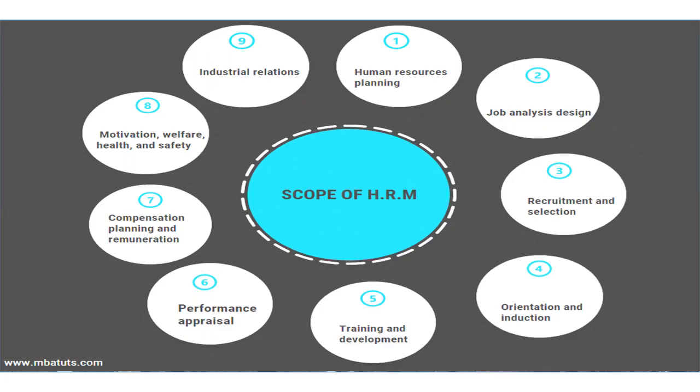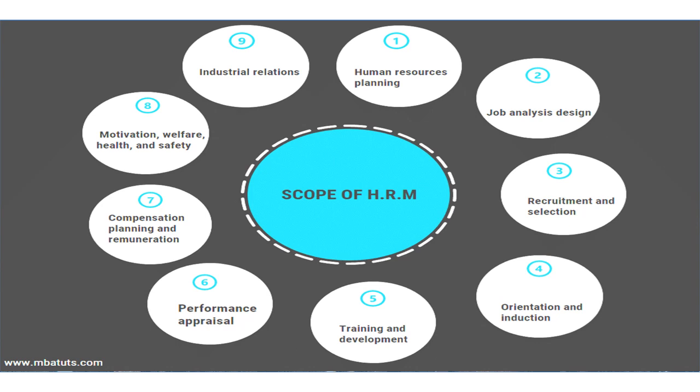Let's start with the scope of HRM. What do you mean by HRM? What are the components of HRM? All these things we discussed in the previous video. So those who didn't check that, please have a look. For the time being, we will start with the scope of HRM, that is human resource planning, job analysis and design, recruitment and selection, orientation and induction, training and development, performance appraisal, compensation, motivation, industrial relations. So these are the components of the scope of HRM.